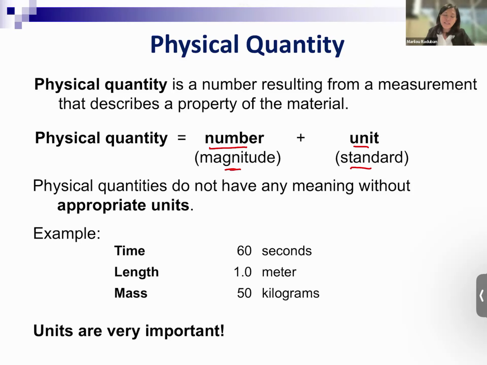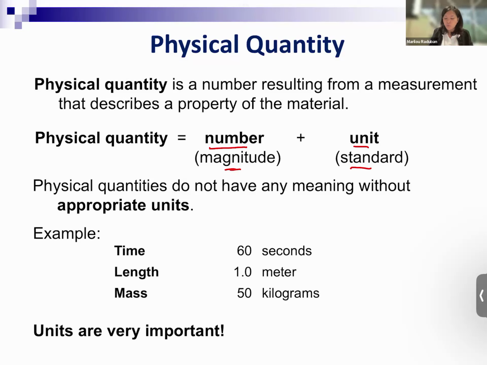So when we say physical quantity, it consists of two things. Firstly, the number, which gives you the magnitude or the size of the object that you measured, plus the unit, which gives you some sort of standard. So measuring the length of the book gives you 10 centimeters. 10 is the magnitude or the number, centimeters is the unit or the standard.